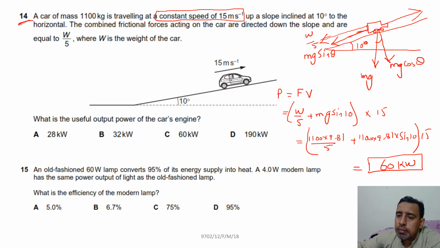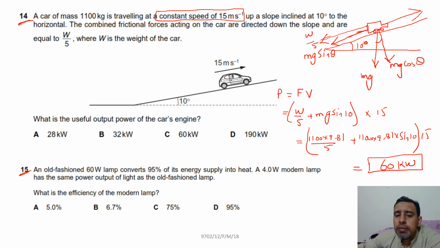When the body is moving uphill with the angle of 10 degree and it is moving with a constant speed, means zero acceleration, the upward and the downward forces along the inclined plane must be equal. So W by F and mg sine theta are acting down the slope, and the same magnitude must be up the slope. So we add these two forces and multiply it with the speed to get the power.